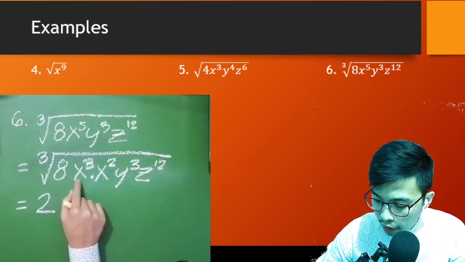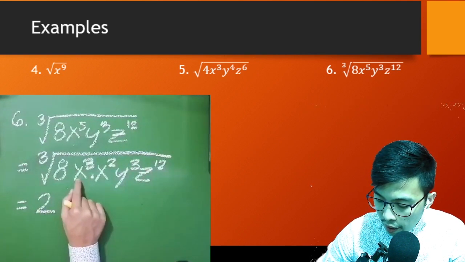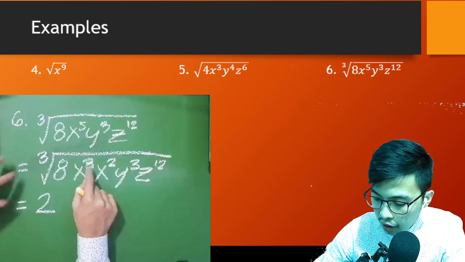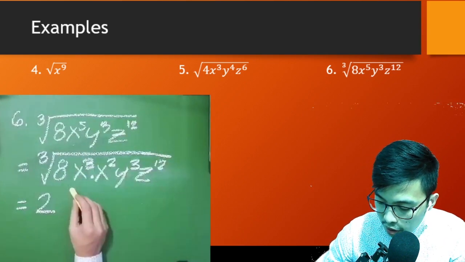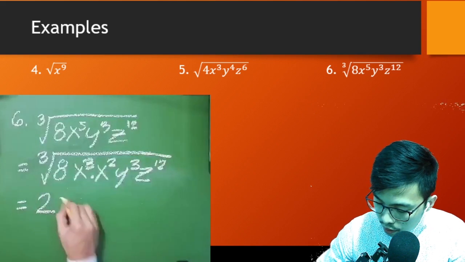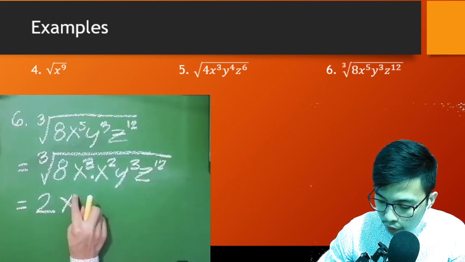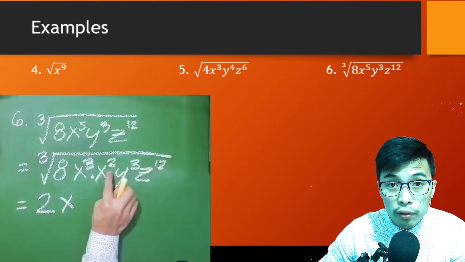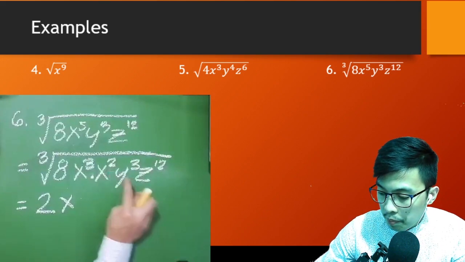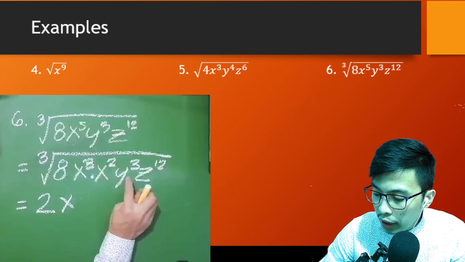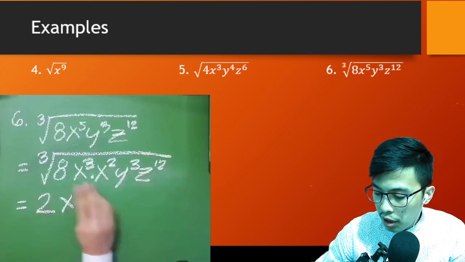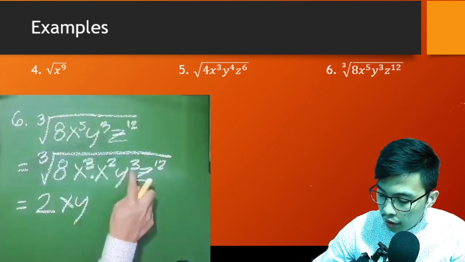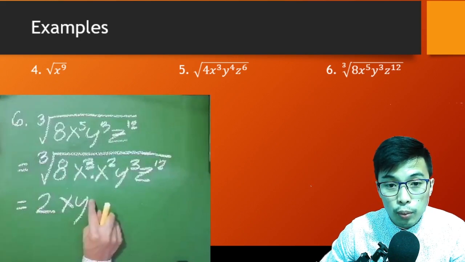And then, we move on to the next, which is x raised to the power of 3. Again, 3 divided by 3 is equivalent to 1, and that is x raised to the power of 1. No need to write the 1 here. And x raised to the power of 2 will remain inside. And y raised to the power of 3, again, pwede na natin siyang labas. So, 3 divided by 3, no need to write the 1 here.